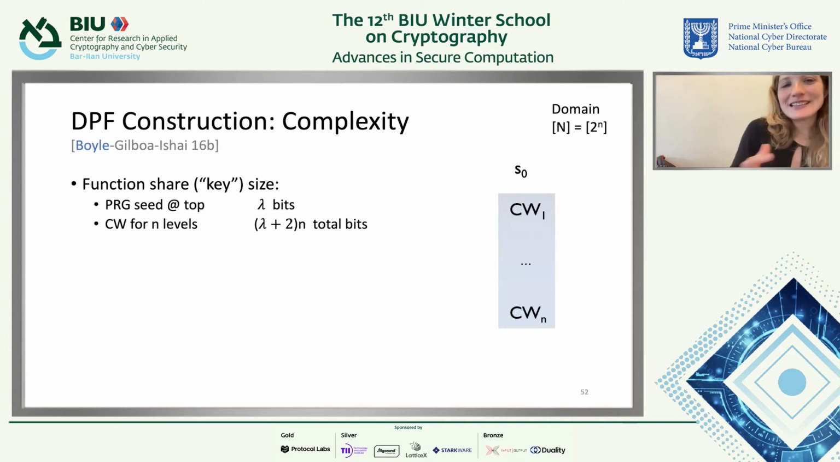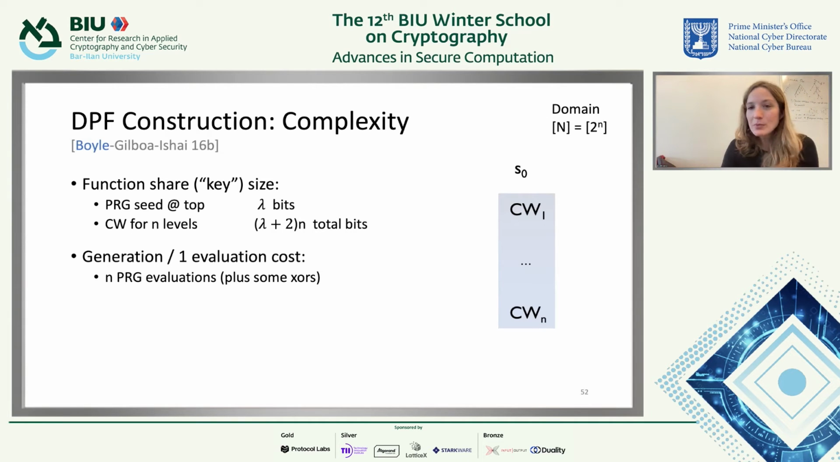Okay, so kind of closing up this DPF construction. So we talked about the size of the key. These are coming from the correction words. A little bit about the computation costs. So in order to generate this key, what are the processes that you need to do? Well, very loosely, you kind of need to follow along on this path and figure out what are the actual PRG evaluations and computations that you're going to get in order to figure out what are the correction words that I need in order to zero these differences out. Okay, so the generation is going to be roughly n PRG evaluations plus some XORs. And this is also the cost of one evaluation.